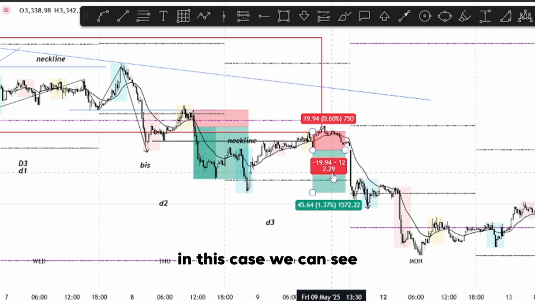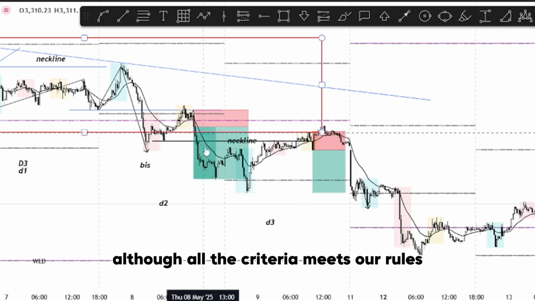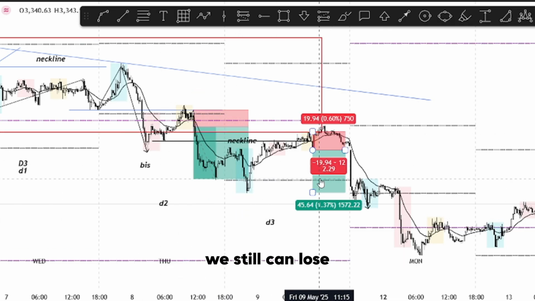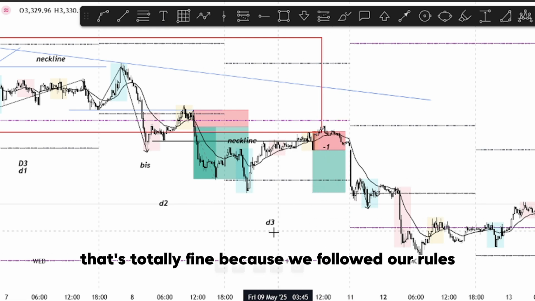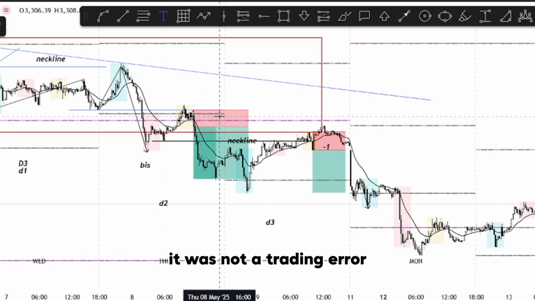In this case, we can see, although all the criteria meet our rules, we still can lose. That's totally fine because we followed our rules. It was not a trading error.